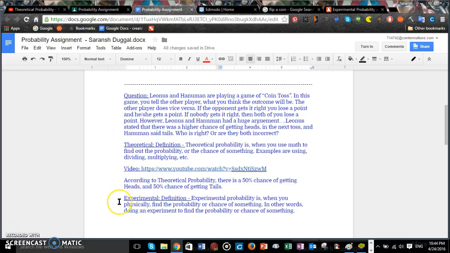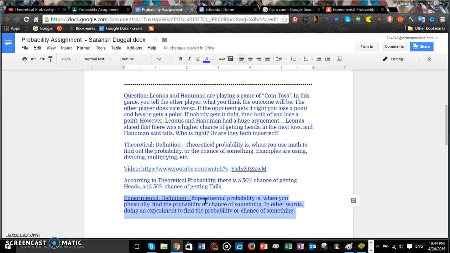So, first, what is experimental probability, and what is its definition? Experimental probability is when you physically find the probability or chance of something. In other words, doing an experiment to find the probability or chance of something is called experimental probability. So we'll be doing the same thing right now.